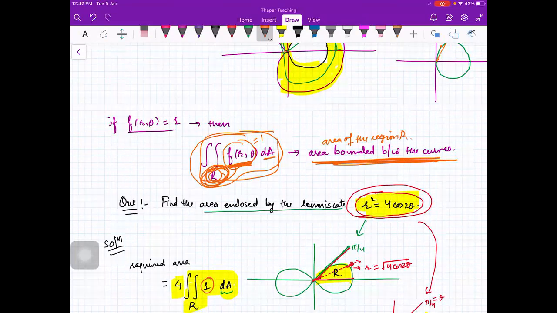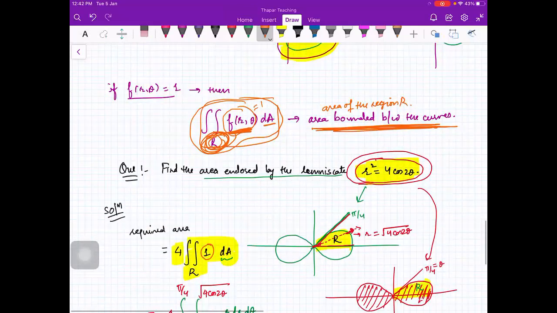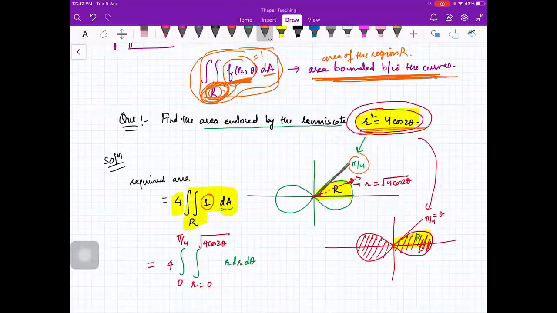Ma'am, pi by 4 is given. Pi by 4 you will get when you plot this curve. Try to plot this curve, beta. Okay? Is that okay? You have to plot it. I told you yesterday that you have to plot all the curves. Try plotting it and you will get that this is pi by 4.